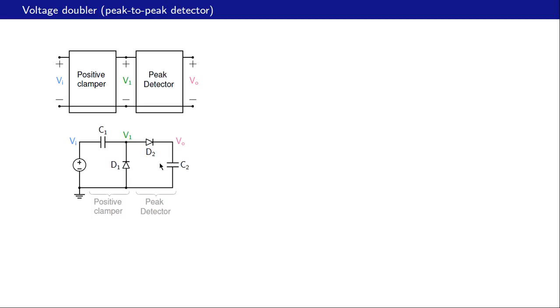Here is an implementation of the voltage doubler. This first part, consisting of C1 and D1, is a positive clamper. It provides a positive shift, and we have seen this earlier. The second part, consisting of D2 and C2, is a peak detector, and we have also looked at this circuit earlier. And now let's look at the waveforms Vi, V1 and Vo to see how this circuit works.